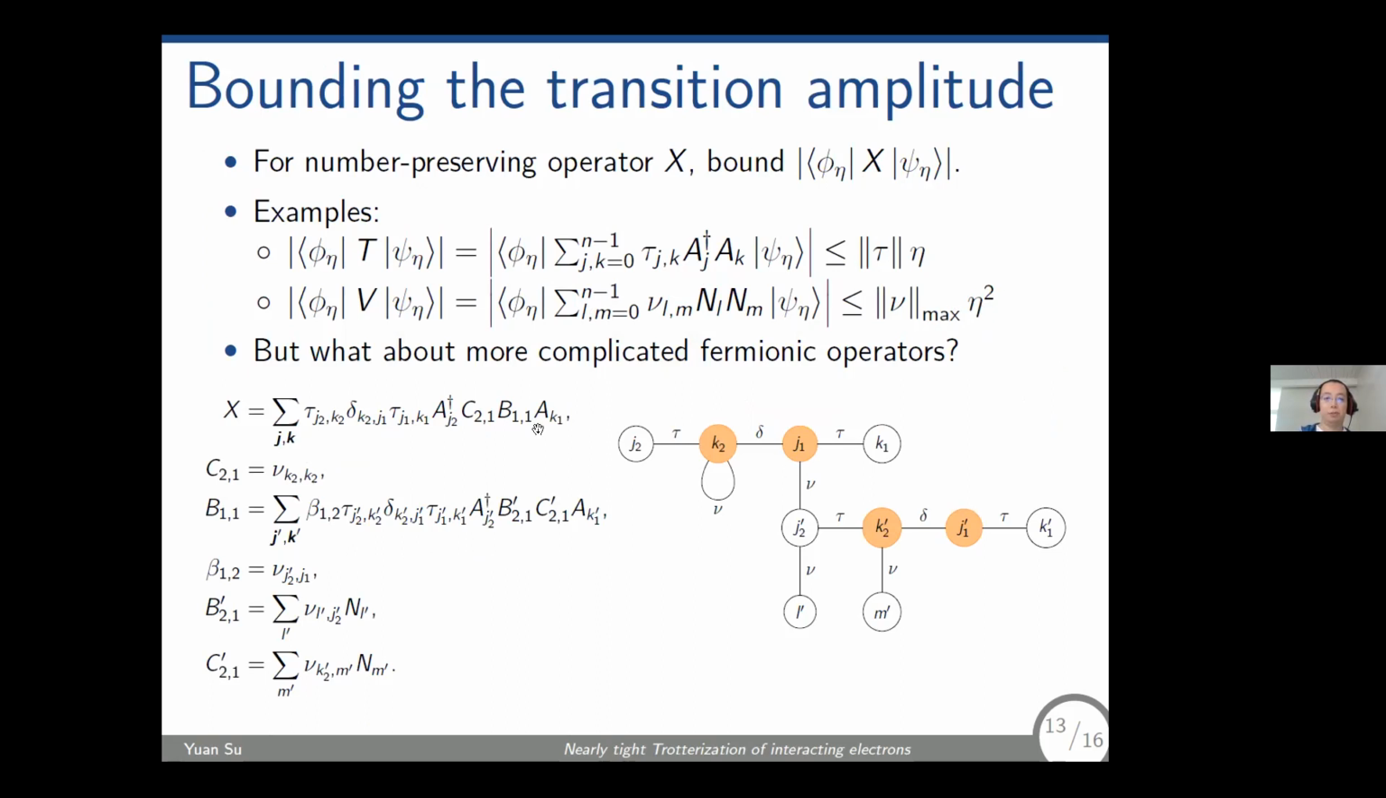But what do you say about more complicated fermionic operators? For example, if you have a fermionic operator which is defined as something like this, where it's further recursively defined by some operator C, some operator B, and some coefficients beta. There's a graph illustration. You have some coefficients interconnecting two indices. You have some contractions of indices. And sometimes you have edges connecting an index to itself. So what do you say about the transition amplitude of this fermionic operator?